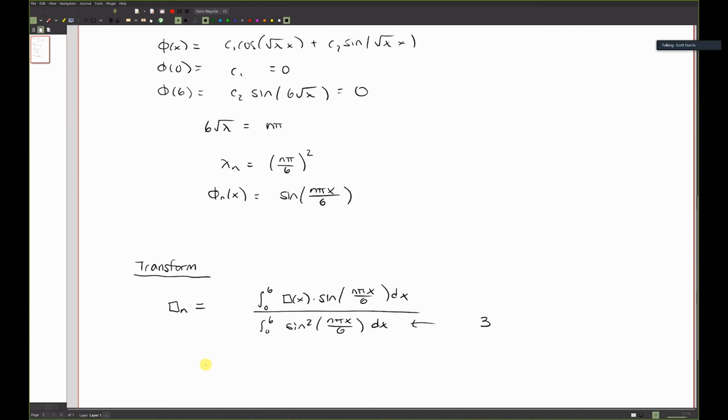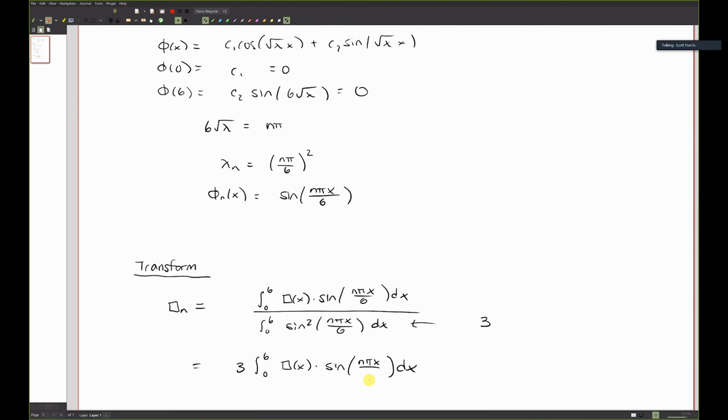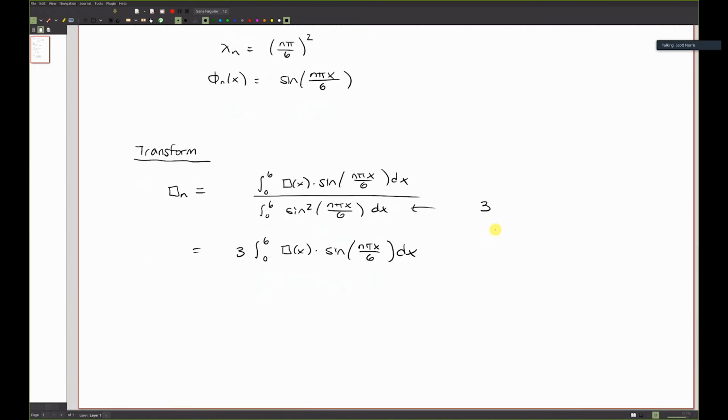Okay, and so we can write this in a little bit more compact form. 3 times the integral from 0 to 6 of the function times sine n pi x over 6 dx. Boy, I'm having a hard time writing 6s today. There we go. And the inverse transform is the standard sum over the eigenfunctions.